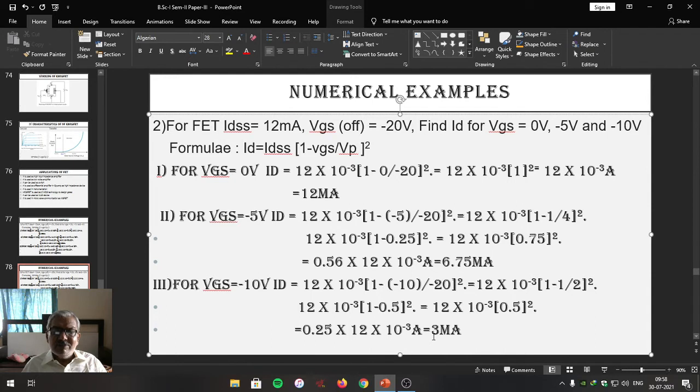So this is how one can solve the examples. But every time the conversion from milliampere to ampere, don't forget it. It is already converted. It's 12 milliampere. We have converted 12 to 10 raised to minus 3.